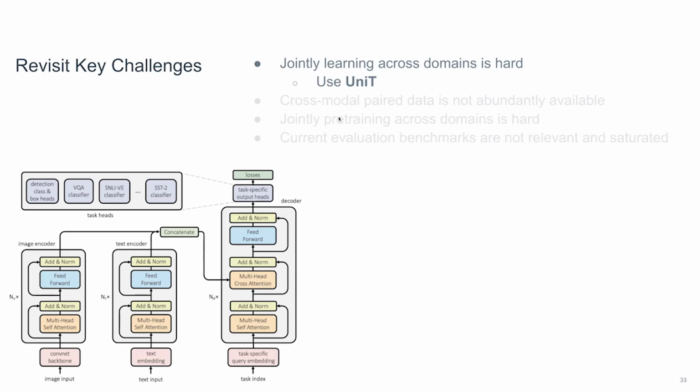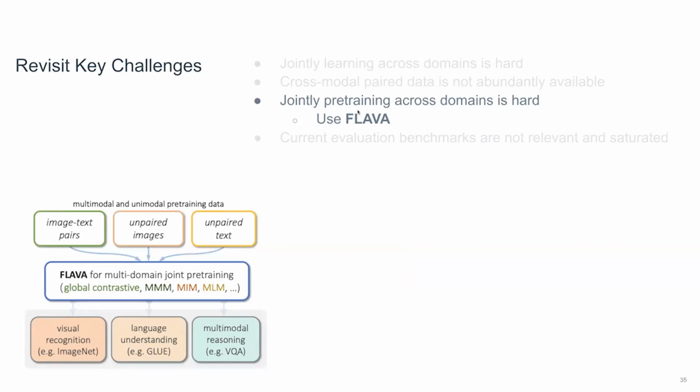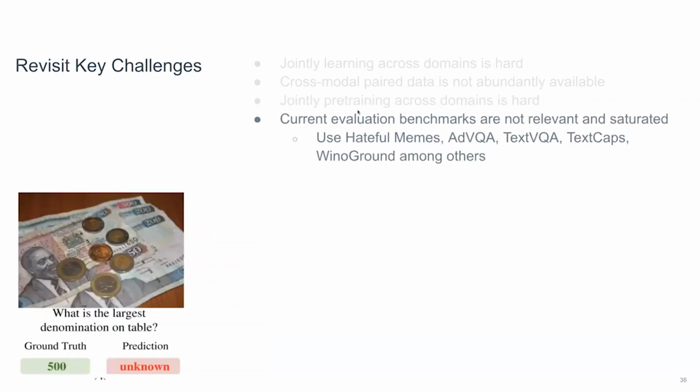So what did we learn today? Let's revisit the key challenges. For jointly learning across domains, you can use UniT. For cross-modal data, you can use PMD or LAION. For joint pre-training, you can use the FLAVA objective, and you can extend it even to audio by just adding a new audio encoder on top, and it should work out of the box. You just need to tune the sampling of the data sets themselves. And the current evaluation benchmarks are not relevant, so I've introduced a lot of the newer benchmarks that we worked on, which focus on specific capabilities of the models.